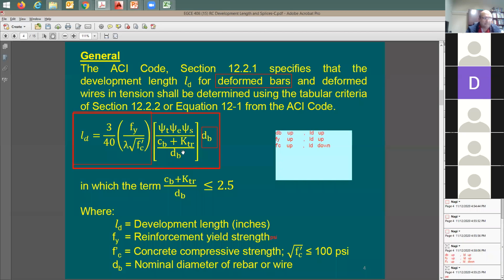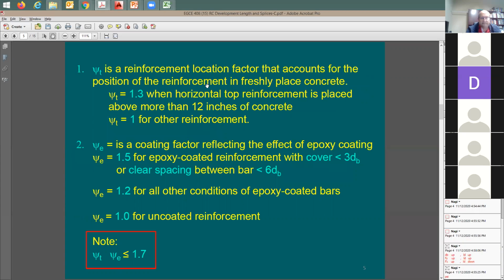All right? Now I'm trying to understand all of these factors here. These are the new items that I need to learn about. And you know what? The code is so simple. It says psi sub t for the top rebar. It says when you have horizontal top reinforcement and you have a depth of more than 12 inches of concrete, take a psi top of 1.3. All other reinforcement is going to be 1. So I'm going to come back and say, how about for columns? How much of psi sub t should I use? The vertical rebars is going to be 1.3 or 1.